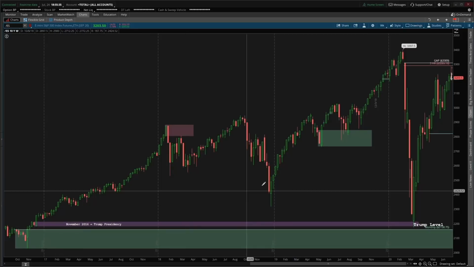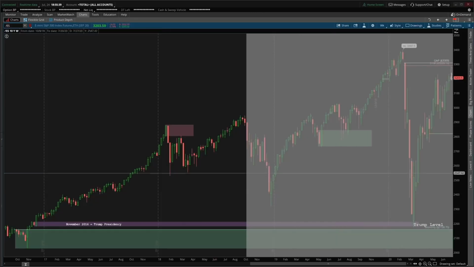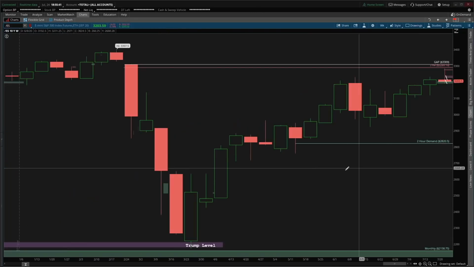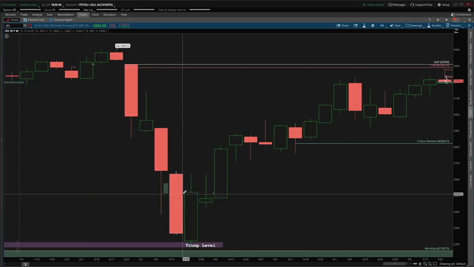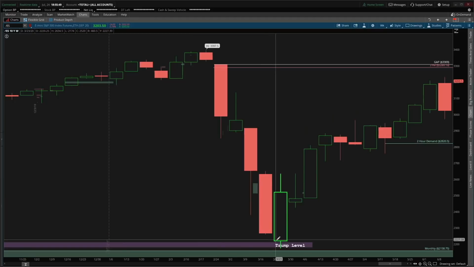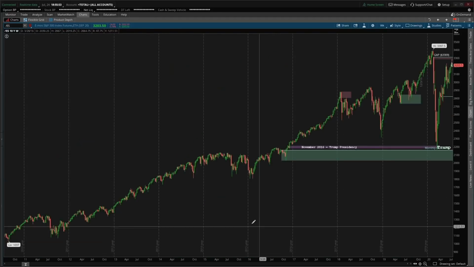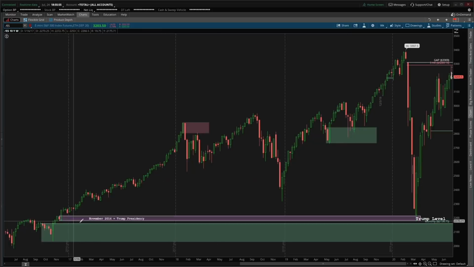Fast forward to this demand imbalance. So now we have a news catalyst on top of a demand zone that formed, and price back in March with the coronavirus, when the numbers were skyrocketing and everybody was so fearful, we actually bounced perfectly at that Trump level, which was confluent with a weekly demand zone.